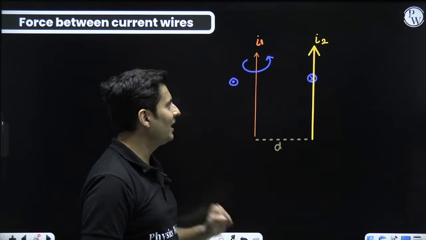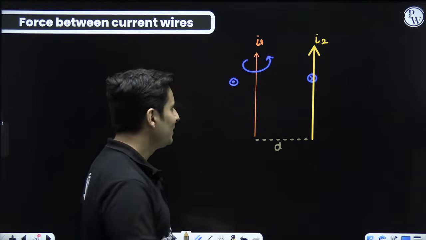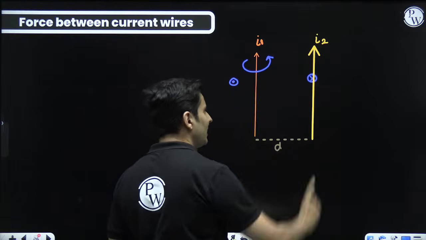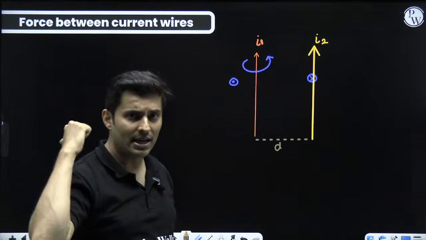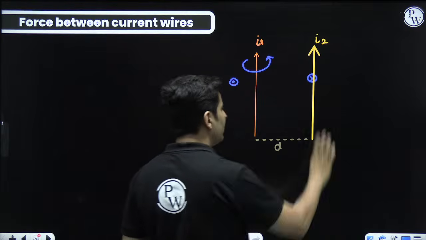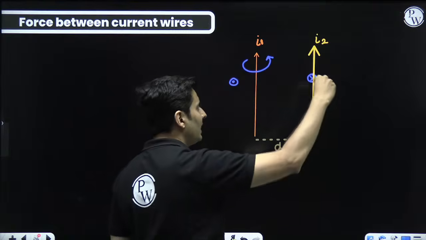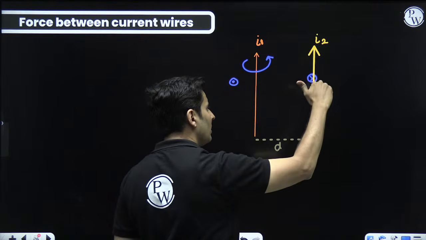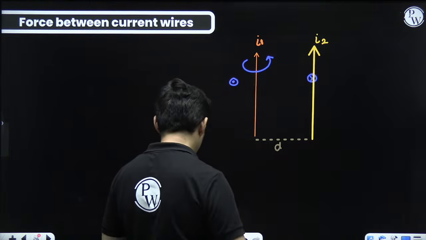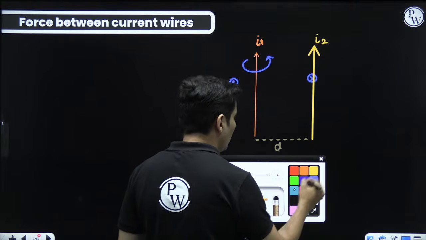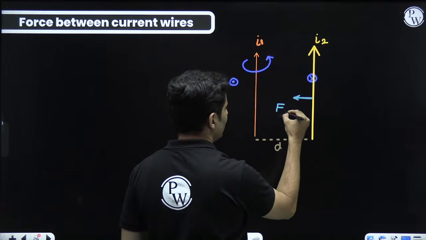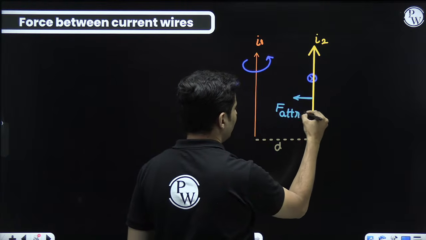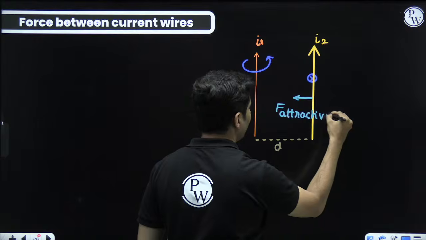If you look at this scenario, when the currents are in the same direction, magnetic field is inside, current is here. Use the concept of IL cross B, which we learnt last lecture. Length is always in the direction of current. Magnetic field is inside. Length cross B. Oh my God, thumb is coming this way. So the force on this wire is like this. Obviously, this force is attractive in nature. It is attracting this wire.